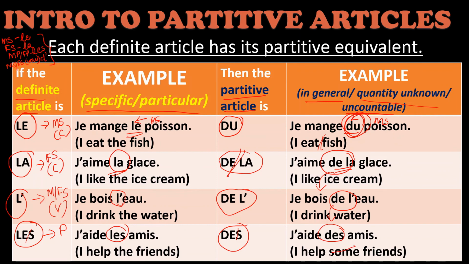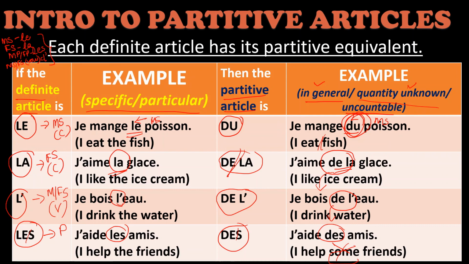Okay, you can say some. This is not required also. Okay, I help some friends, I help friends. So it's either in general that you're talking about you're a helpful person, so you help friends, or you don't know, you don't count how many friends you're helping. Okay, so this is when you use the partitive article.